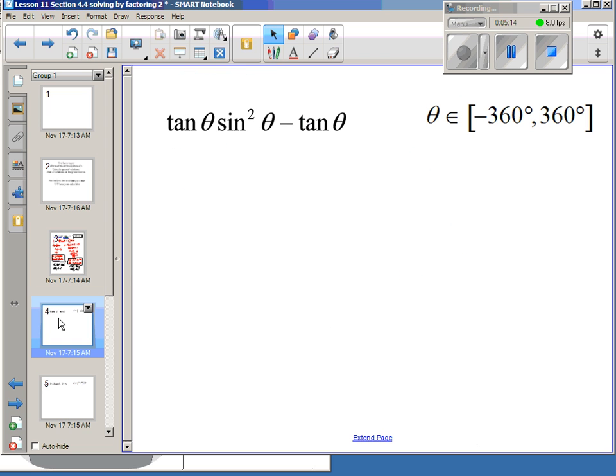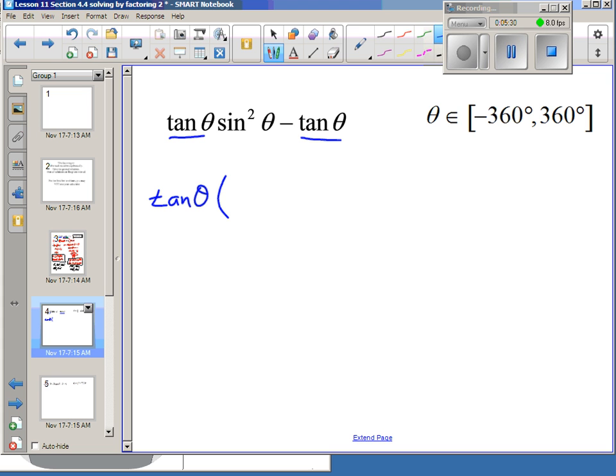All right, so let's try another one. Again, I'm looking for common factors. That is always where we start with factoring. And I see the front part has a tangent theta and the back part has a tangent theta. So I can factor out a tangent theta.